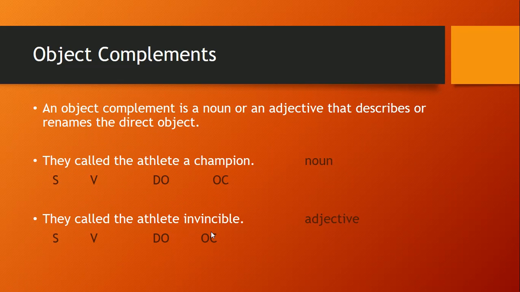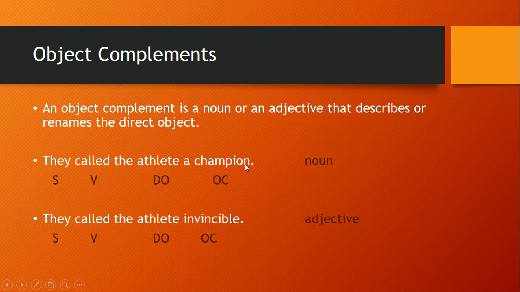Okay, object complement is a noun or an adjective that describes or renames the direct object. Again, I'm going to tell you, with all sincerity, we don't usually mess these things up. And that's why we don't spend a lot of time on them. We have been using object complements all of our lives, since we've been speaking, we just didn't know what they were. So today we get to learn what they are. But again, we don't have a lot of mistakes associated with them.